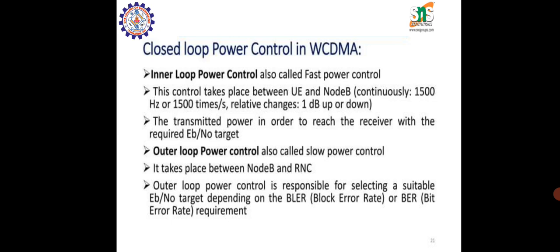So outer loop power control, also called slow power control, takes place between Node B and RNC. Outer loop power control is responsible for selecting a suitable Eb/No target depending on the BLER, that is, the BLER requirement.